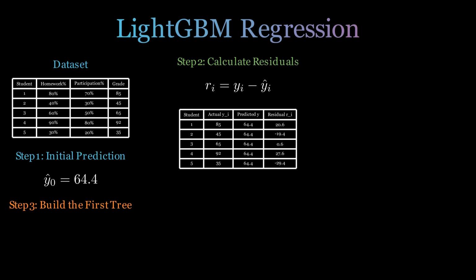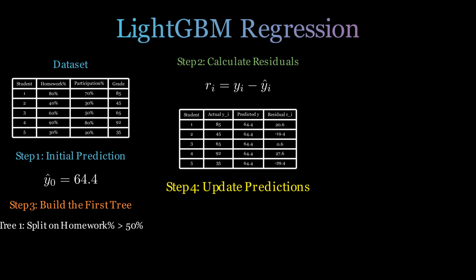Now, we build the first decision tree. The tree splits the data based on the features to predict the residuals. For example, the tree might split students based on whether their homework submission rate is greater than 50%. After building the tree, we update our predictions by adding the tree's output to the initial prediction.